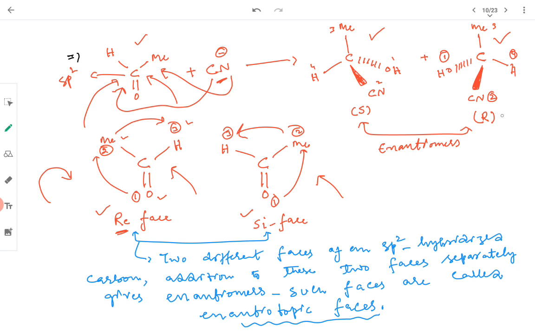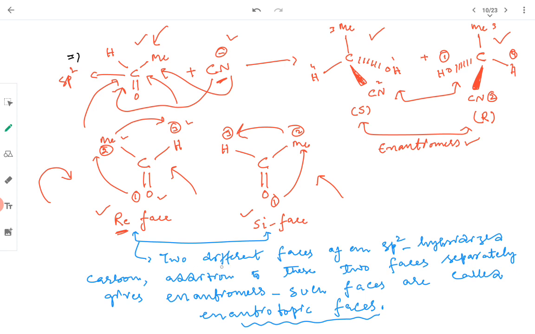And if you see these two stereoisomers, they are enantiomers of each other, right? So we call these phases enantiotopic phases. Why? We say that this molecule has enantiotopic phases because by adding this CN negative to these two phases one by one, it gave rise to enantiomers. So we call such phases enantiotopic phases.